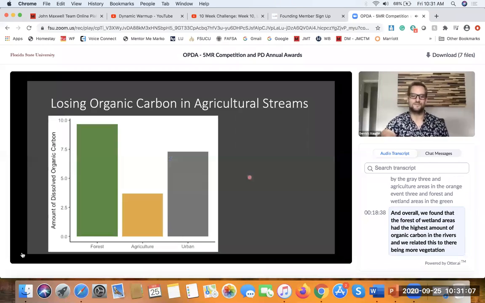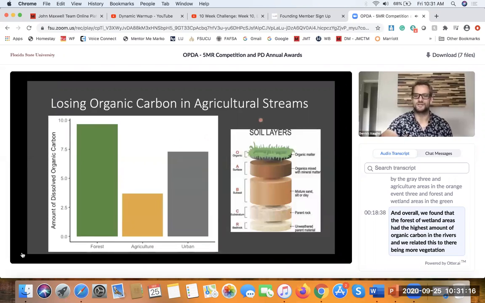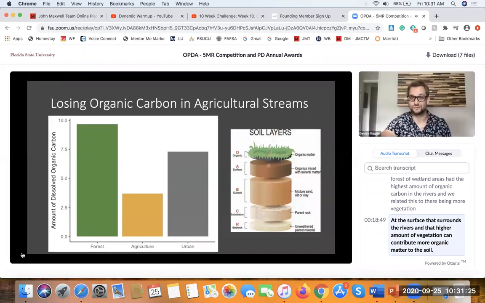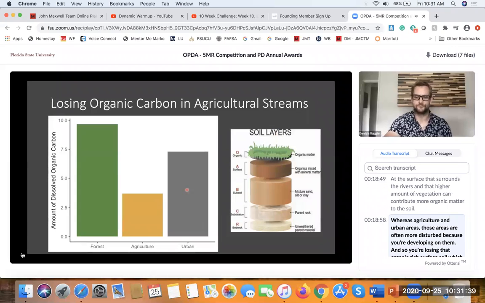And overall, we found that the forest and wetland areas had the highest amount of organic carbon in the rivers. And we related this to there being more vegetation at the surface that surrounds the rivers. And that higher amount of vegetation can contribute more organic matter to the soil. Whereas agriculture and urban areas, those areas are often more disturbed because you're developing on them. And so you're losing that organic rich surface soil, which explains why they're lower.